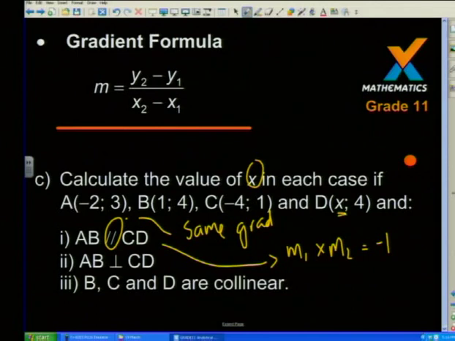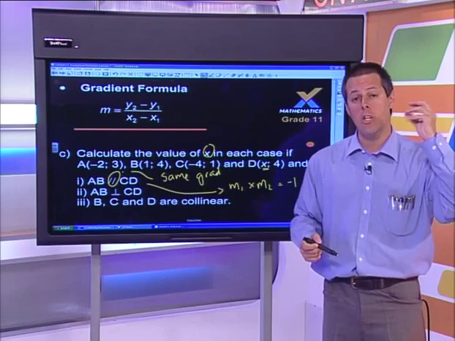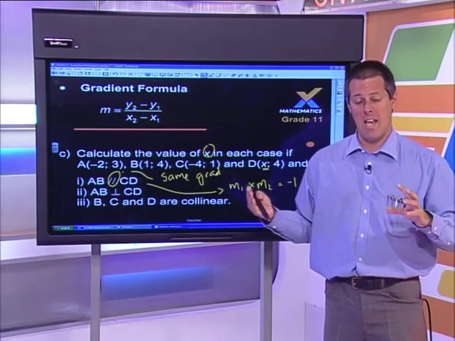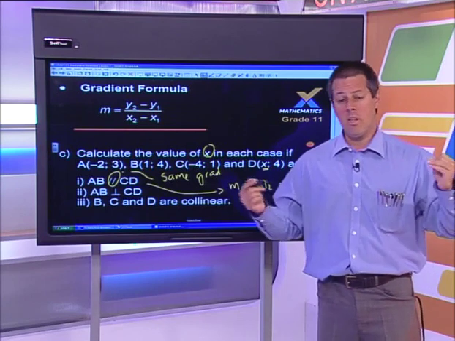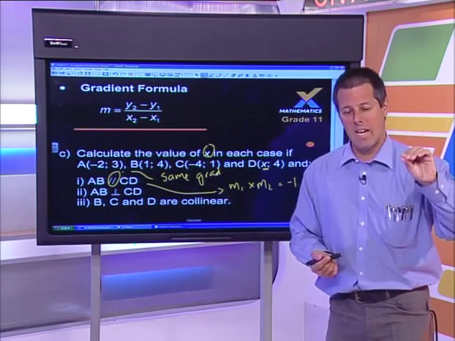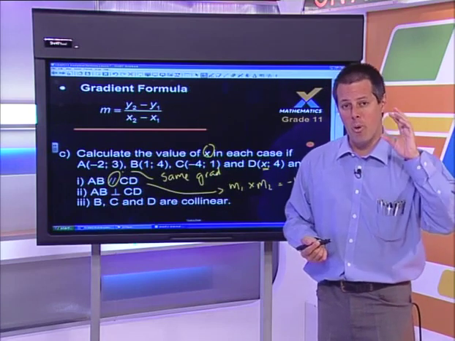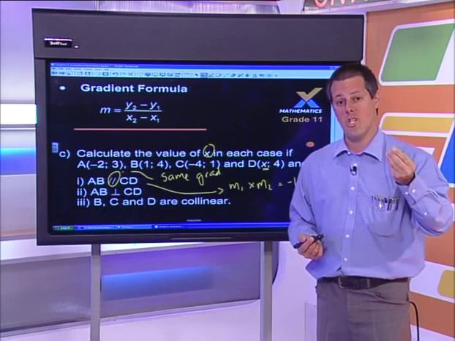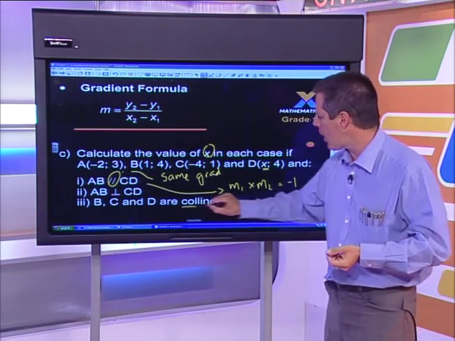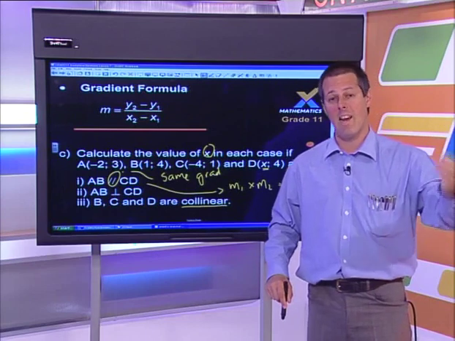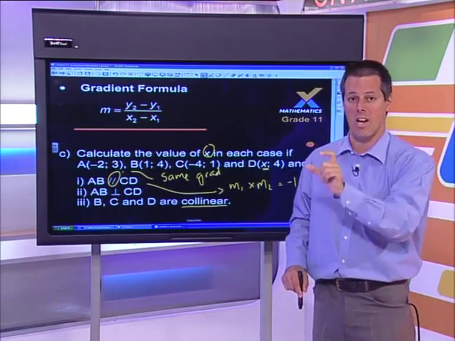Now they are saying to me, calculate x if AB is parallel to CD. The first one is saying if AB is parallel to CD, and the second one is saying if AB is perpendicular to CD. So I want you to see how you can use gradient. Remember, in the exam, grade 11 exam, grade 12 exam, no one is saying gradient. You need to recognize through the words or the symbols, parallel, that that's telling you gradient. And perpendicular, that's telling you it's a relationship to gradient. And when we see the word collinear, meaning on the same line, again, you're talking gradients of line segments.